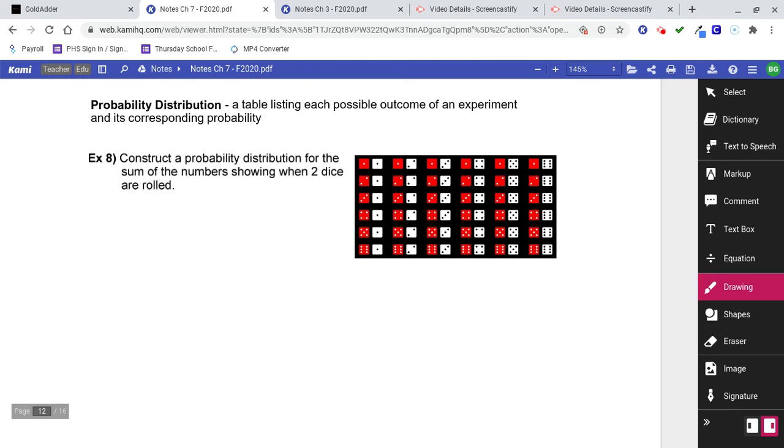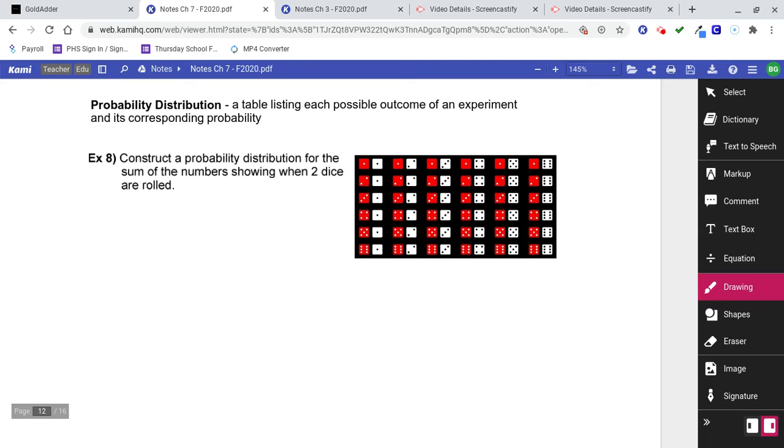A probability distribution is a table listing each possible outcome of an experiment and its corresponding probability. All right. So distribution just means table. And what you have is a table of every single possible outcome and its probability. Okay. So it's a big table sometimes, because there's going to be however many, whatever can happen in this experiment. You've got to list everything that can happen and its probability.